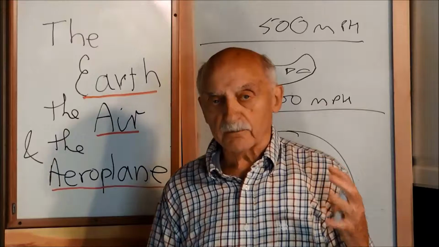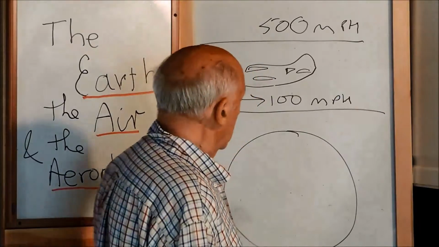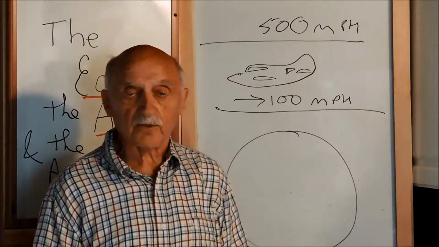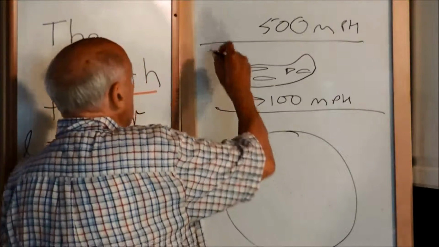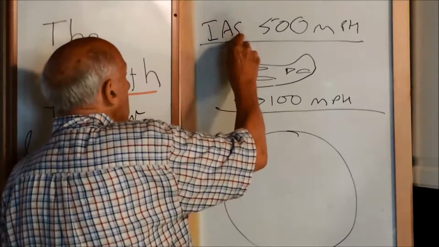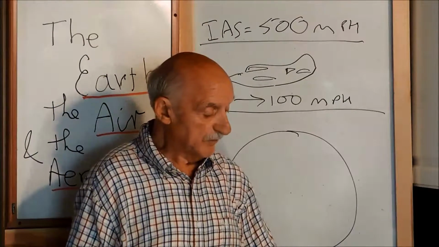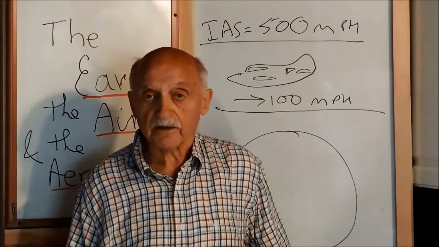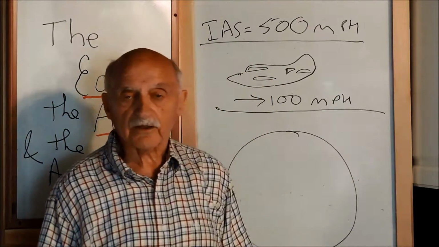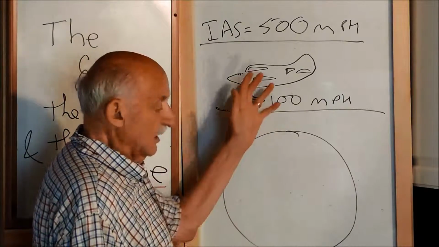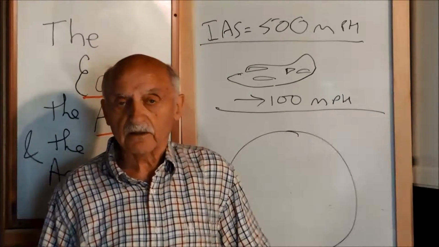So we'll consider the Earth as being motionless, and we'll consider the air as travelling at, shall we say, 100 miles an hour as a headwind to this aeroplane. The aeroplane is travelling with an indicated airspeed of 500 miles an hour. That's the speed with which it's going through the air as indicated from the pitot tube, or what other method they use to measure the velocity. Relative to the ground, it's travelling 100 miles an hour more slowly because the wind is taking it backwards. And the ground speed will be about 400 miles an hour.